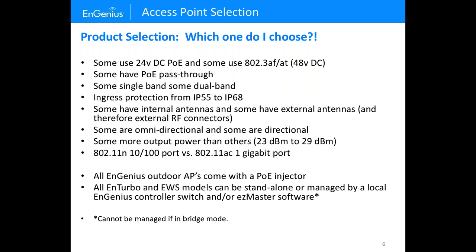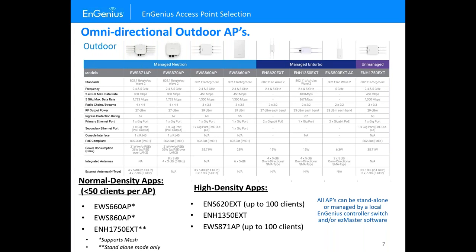The N-Turbo and EWS models can be standalone or managed. That's the same, but when you put them in bridge mode, it doesn't manage bridge mode. So when you change it to bridge mode or standalone, I should say that bridge mode is within standalone mode, even in the EWS product line. For example, EWS 860, that 5 gigahertz radio, if you wanted it to be a bridge, you have to put it in standalone mode, and therefore it's no longer manageable. So just want to point that out so you know.